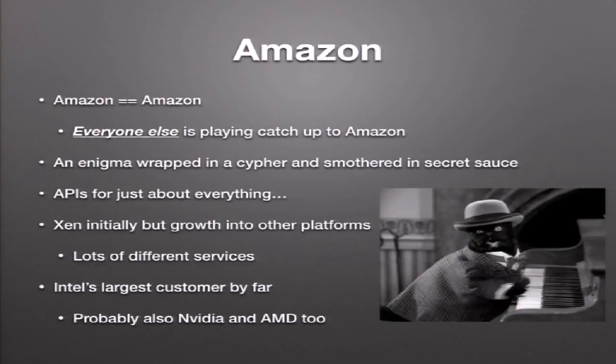It's very bad. So initially, Amazon was based off of Xen. They've kind of moved on from there, I think. I don't know 100%. I know that they still use it, but I think they've moved on beyond that. So they have lots and lots of different services. If you need Hadoop, if you need database stuff, they've got Redshift now, and they've got accelerated databases.